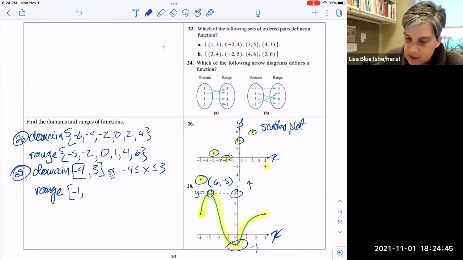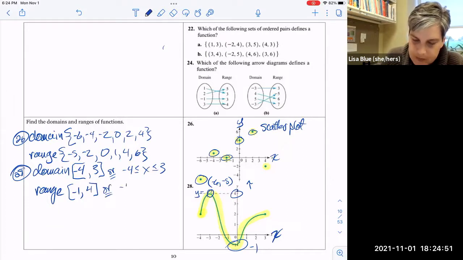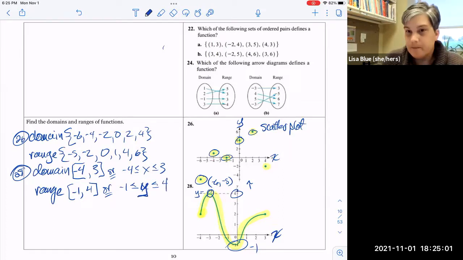So we would say the range is -1 all the way up to 4. Or we would say -1 is less than or equal to, I'm sorry, Y is less than or equal to 4. Does that help?